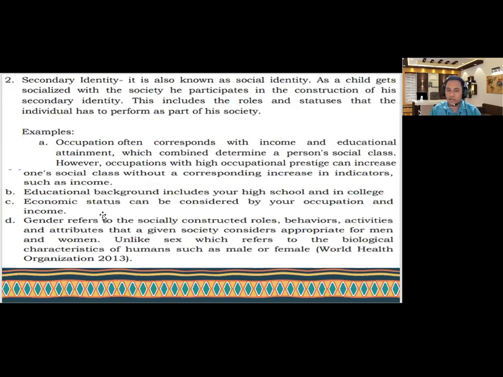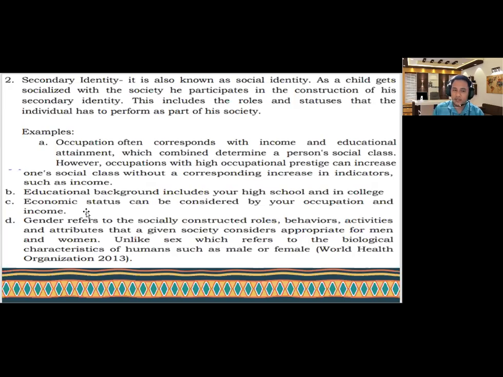Second one, ganoon din naman educational background, okay, which includes your high school and in college. Okay, so identity to, societal na. Kaya ano ba yung trabaho mo or ano ba sa ka nag-aaral? Okay, are you in your high school or tertiary, or elementary? Next one, letter C, economic status. It can be considered by your occupation and income.